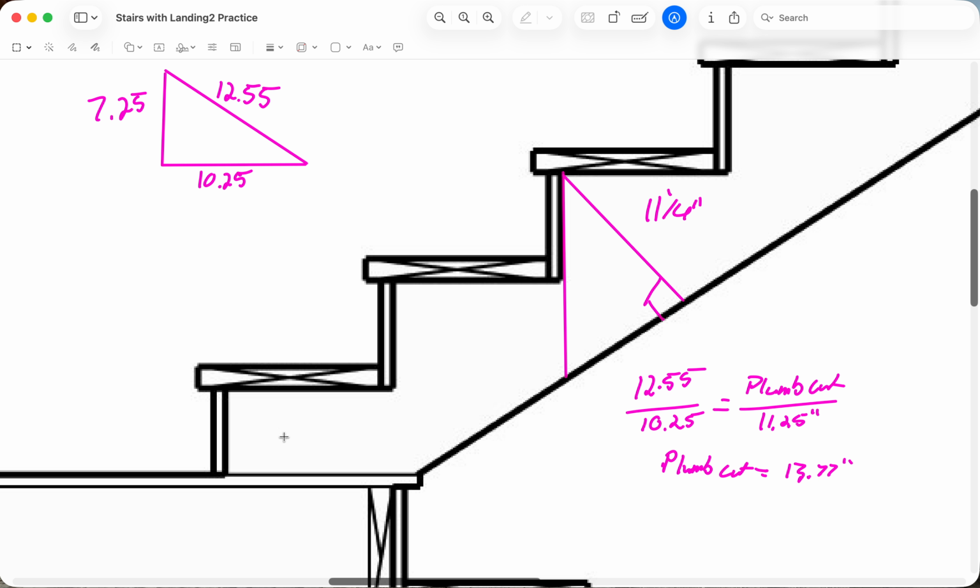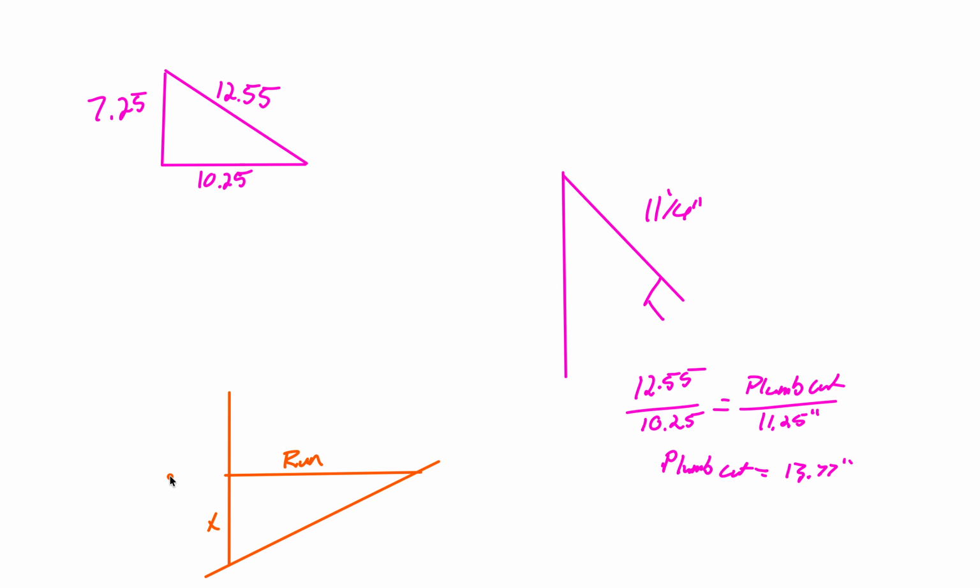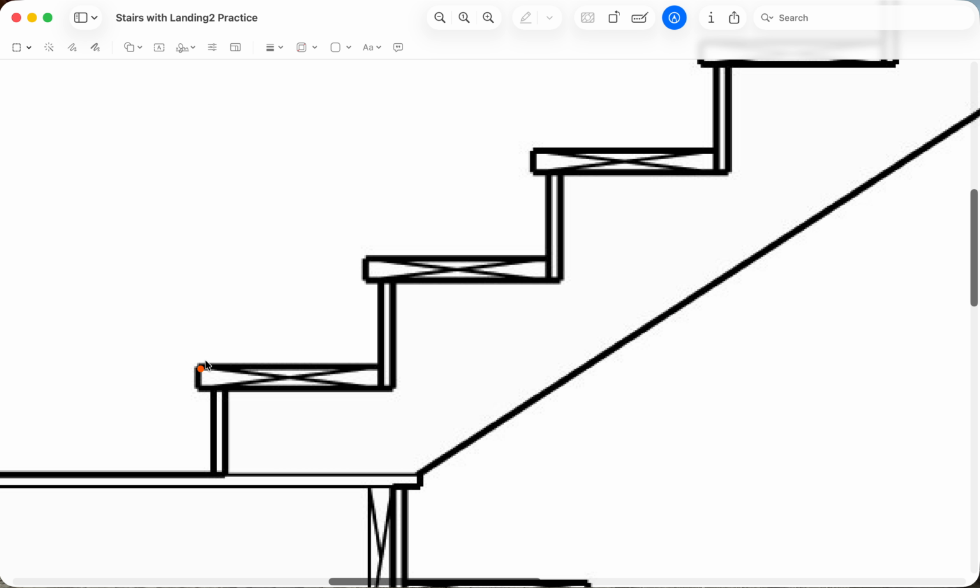Now, what we really want to know is if we were to continue this line down and continue this line down, we're trying to figure out the height here. Because if we figure out the height there, we could do another similar triangles and figure out the total run. So we know that our rise, sorry about that, guys, from here to here is 7 1/4 inches. And we said that this plumb cut, I'll redraw it, sorry, is 13.77 inches, 11.25 inches.